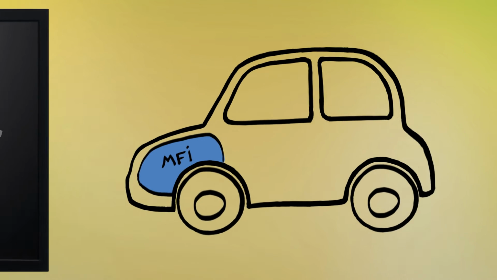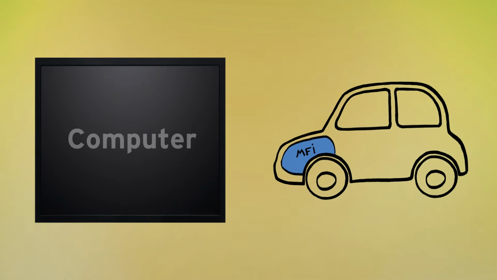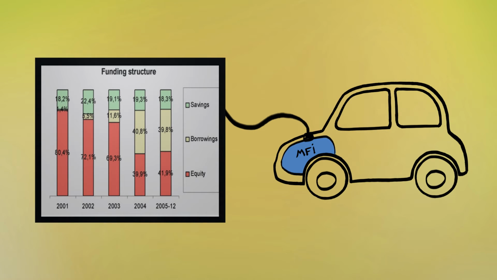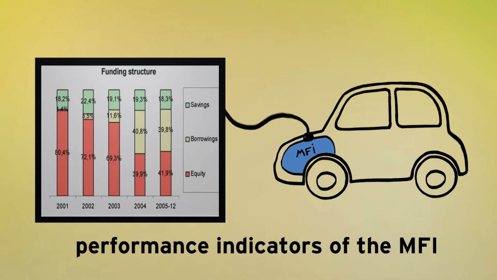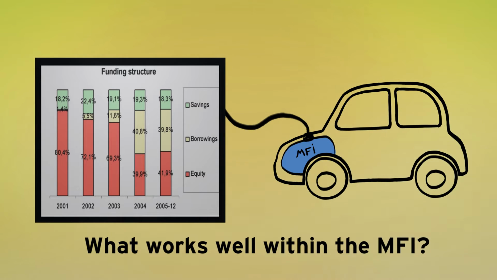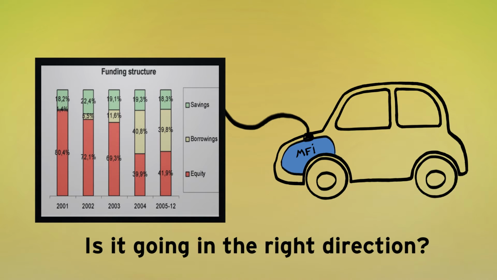In the garage, the mechanic connects the car to a computer to obtain a diagnosis and see what has to be adjusted to improve the performance. In the same way as the computer in the garage, the MFI Factsheet is the tool that we use to make the MFI talk. It provides us with the performance indicators of the MFI and enables us to analyze them. What works well within the MFI? What doesn't? Is it going in the right direction?